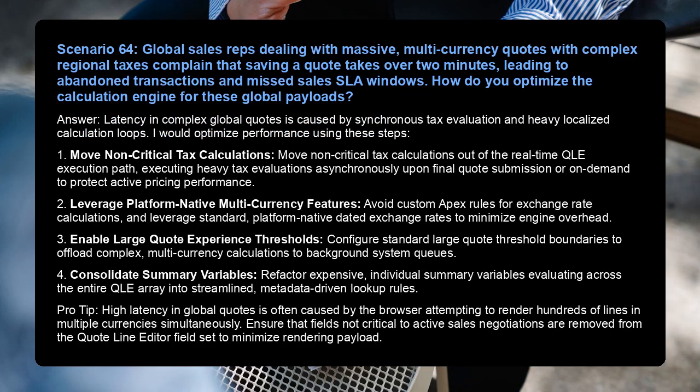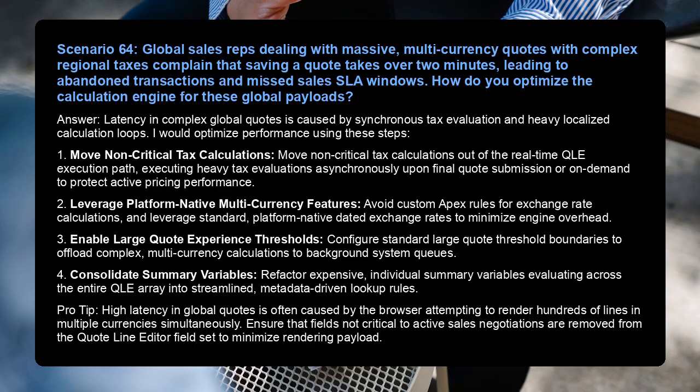Scenario 64. Global sales reps dealing with massive, multi-currency quotes with complex regional taxes complain that saving a quote takes over 2 minutes, leading to abandoned transactions and missed sales SLA windows. How do you optimize the calculation engine for these global payloads? Answer: latency in complex global quotes is caused by synchronous tax evaluation and heavy localized calculation loops. I would optimize performance using these steps.